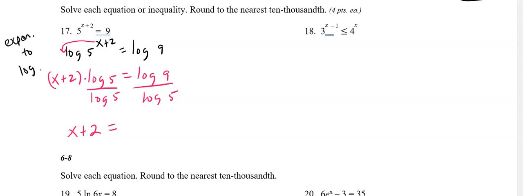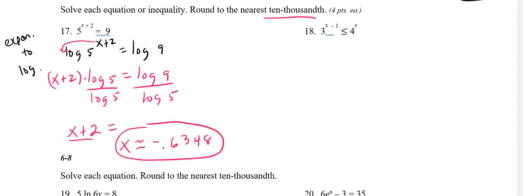And there's a decimal sitting there. It's 1.3652123809. And so I'm just going to leave that there, and to solve for x, I'm going to subtract 2 from that number to get my final answer. And so x is going to be negative 0.6348, rounded to, we're told here to round to the 10,000th, which is 4 decimal places.